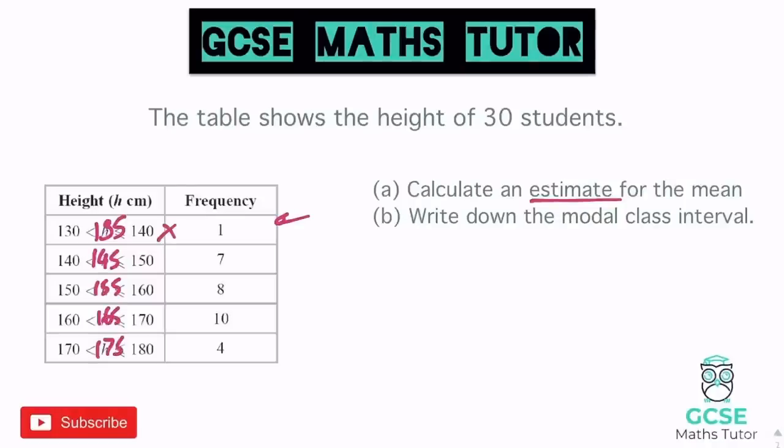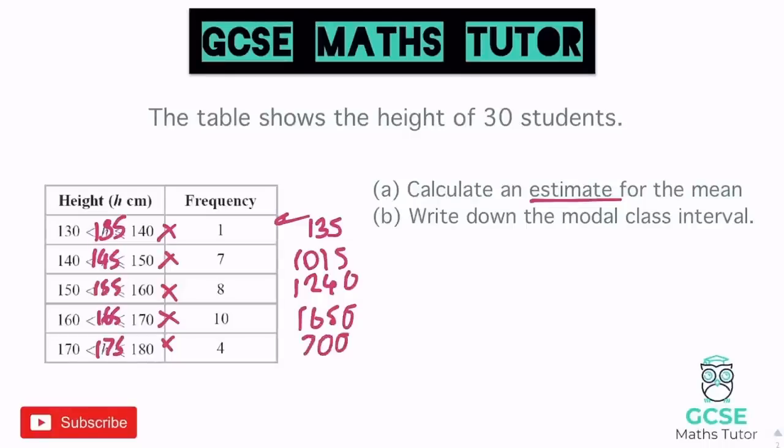So one person at 135, 7 people at 145, and we're just going to times across for all of these again. So one lot of 135 is 135, 7 lots of 145 is 1015. Again, I'm just doing this on the calculator. 8 times 155 is 1240. 10 times 165 we can do 1650, and 4 times 175 gives us 700.